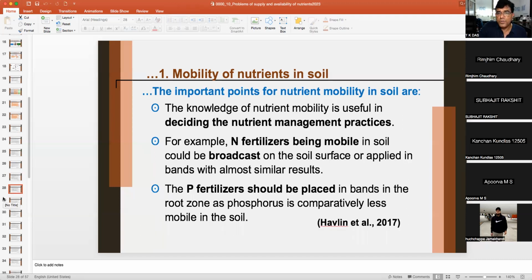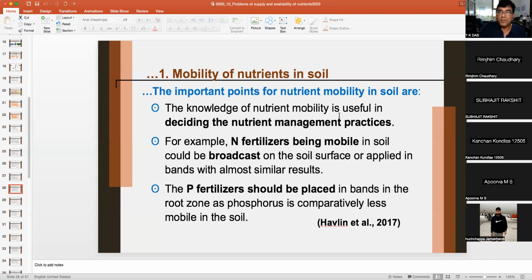The knowledge of nutrient mobility is useful in deciding the nutrient management practices. Now, why we study the nutrient mobility? Because if we have the idea or knowledge about the mobility of nutrients, then it will help us in the management of nutrients. How? For example, if you know that the phosphorus moves very little in the soil, then you can go for band placement or placing the phosphorus near the seed or near the root. So that will be helpful because we know.